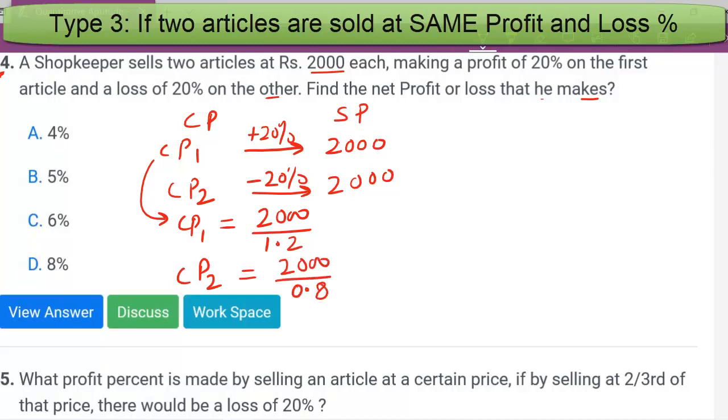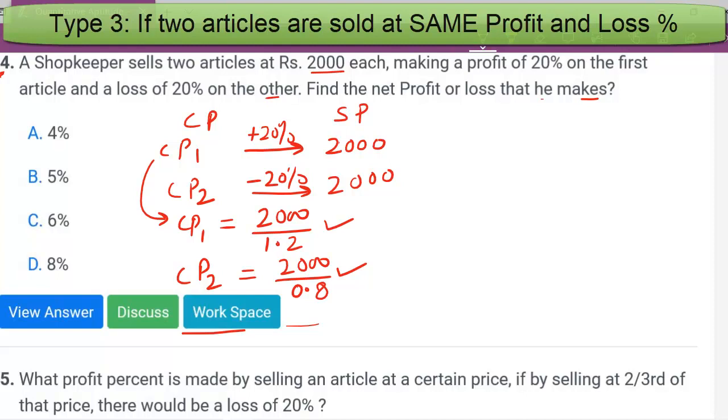Because the selling price in the first case is 120% of the cost price, that's why I have divided by 1.2, and accordingly the selling price of the second one is 80% of the cost price, so that's why I have divided it by 0.8. So you can get the cost price, and when you add them you will get the value, and you know the selling price of the whole transaction is basically 4000.